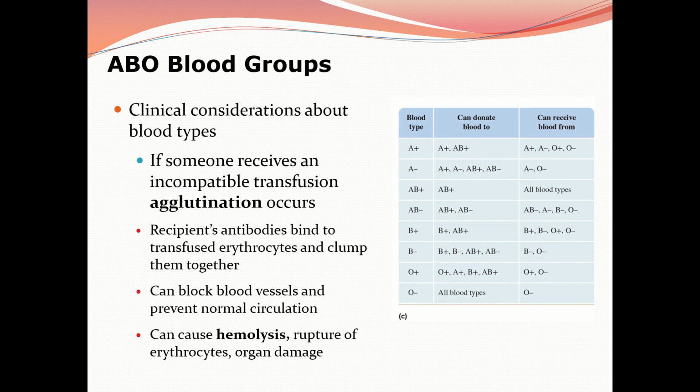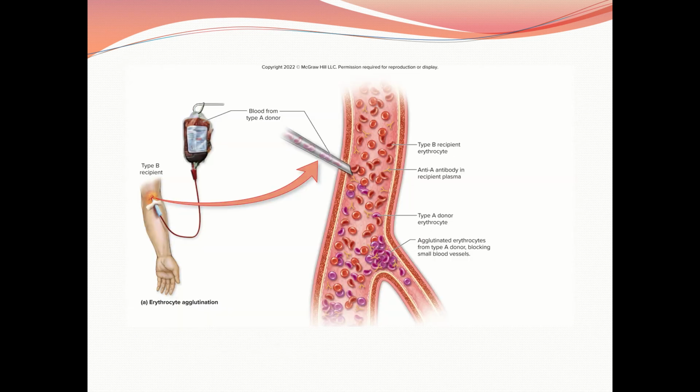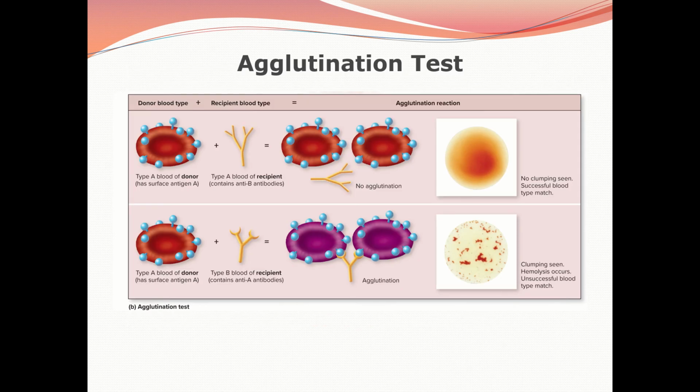This can be life-saving knowledge, and your blood will be typed before blood transfusions are given. This is what happens if an improper blood transfusion is given to a patient. The blood agglutination of the erythrocytes will start to block the small blood vessels. Here is an agglutination test, like the chart that I showed previously. And if there is clumping, then that is not a match.